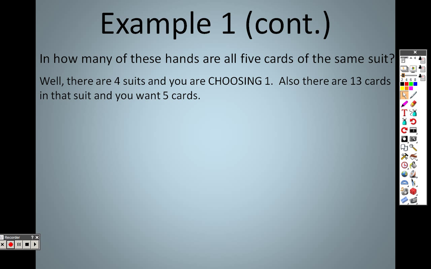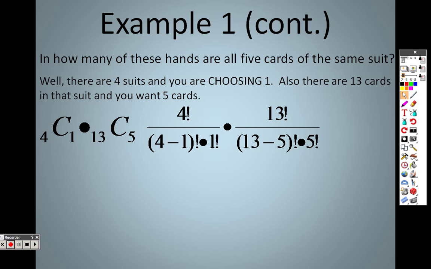Well, how many suits are there? There's 4, and you're choosing one suit. Then, after that, how many cards are in each suit? There are 13 cards in each suit, and you're choosing 5 cards from there. So this right here stands for you picking a suit. This here stands for once you pick the suit, pick your 5 cards from the suit. So we're trying to think of all the different combinations of that happening.